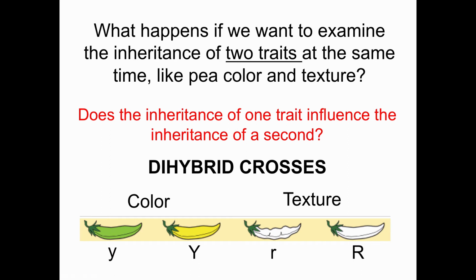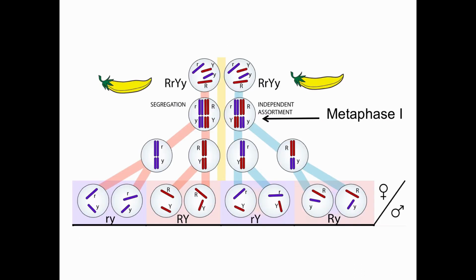So this makes it a whole lot more complicated in terms of the Punnett square. But what we're trying to figure out with the dihybrid cross is if the inheritance of one trait influences the inheritance of a second. And in humans, this is very often the case. So what he wanted to figure out is if that was the case in the peas. This is what he started with: a homozygous for both traits, yellow and smooth crossed with yellow and smooth, and then they predict the offspring.